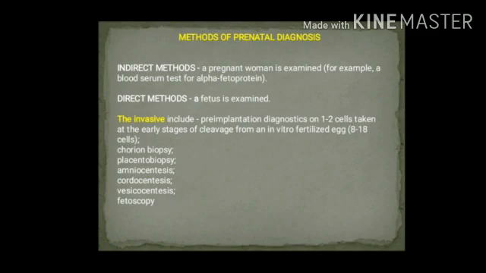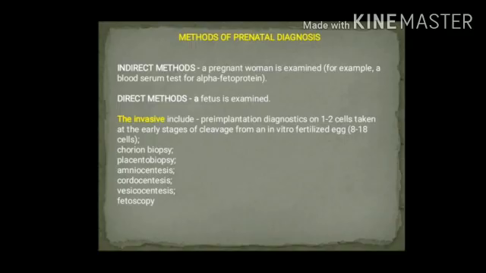Chorion biopsy, taking the epithelium of the chorionic villi. Placenta biopsy. Amniocentesis, obtaining amniotic fluid and fetal cells. Chordocentesis, taking blood from the umbilical cord. Biopsy of the skin, liver, and muscles of the fetus. Vesicocentesis, puncture of the fetal bladder wall to obtain urine.